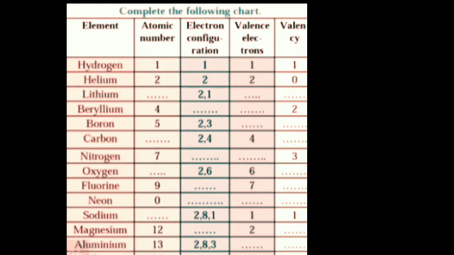Variable valency. Under different conditions, the atoms of some elements give away or take up different numbers of electrons. In such cases, the element exhibits more than one valency, and this property of the element is called variable valency.